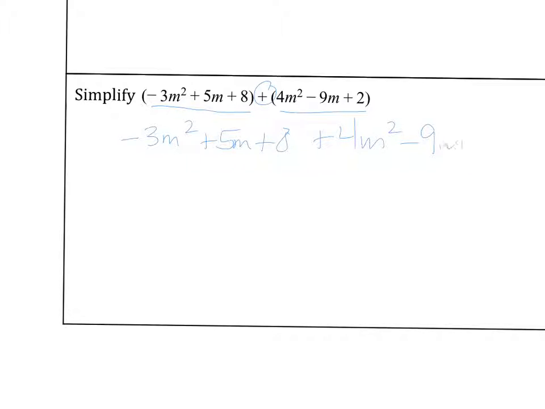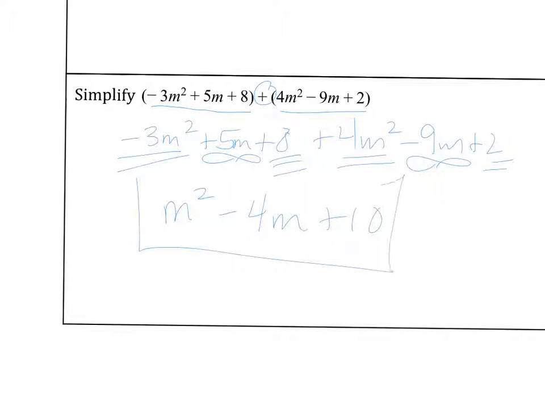But, so this m squared goes with this m squared. So negative 3 and 4 makes a positive 1 m squared. No reason to write the 1. This m is like this m, so they combine to make negative 4m. And then this 8 and this 2, they make 10.